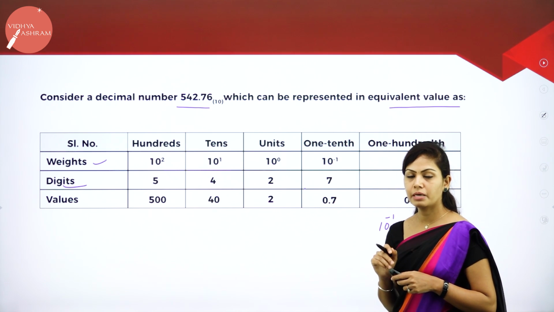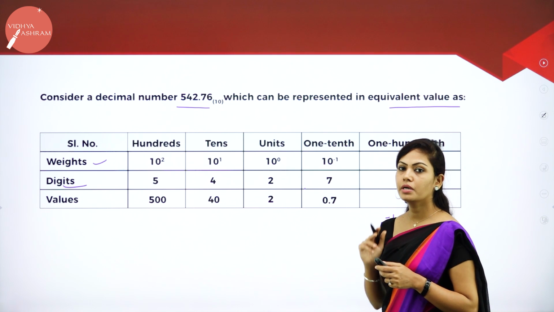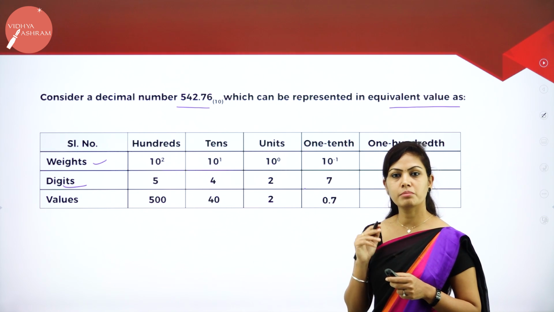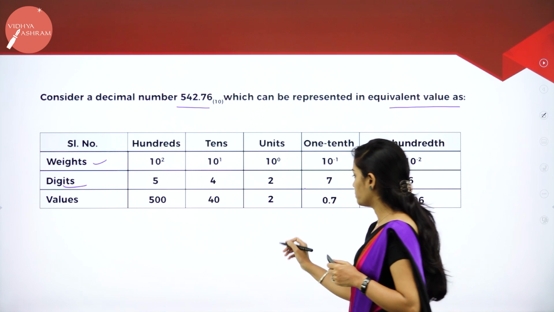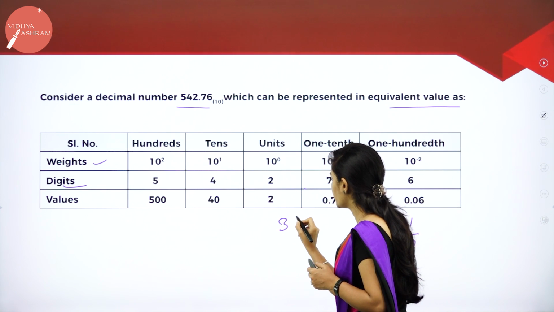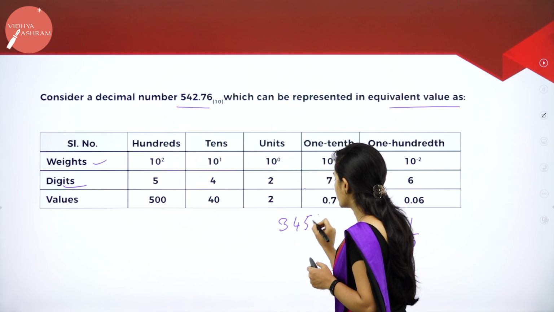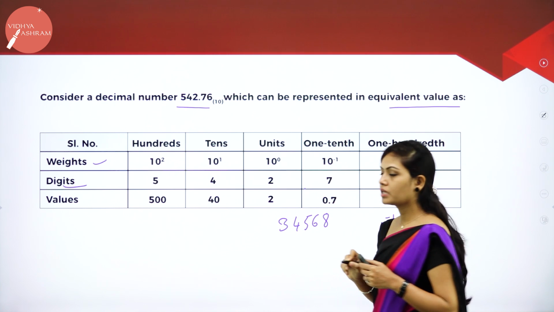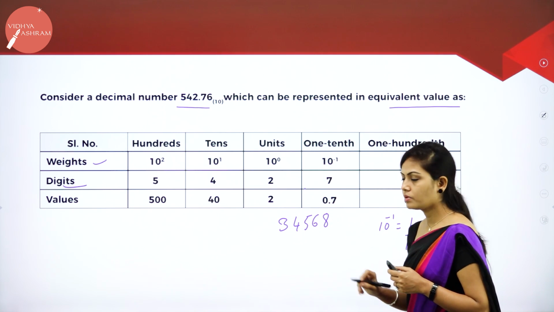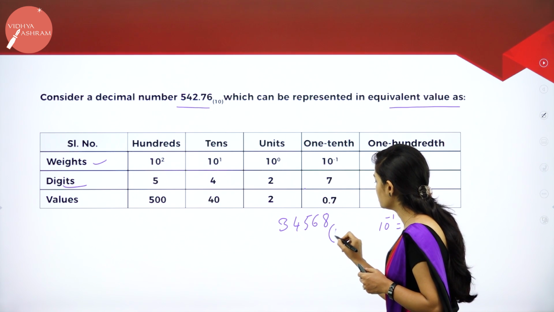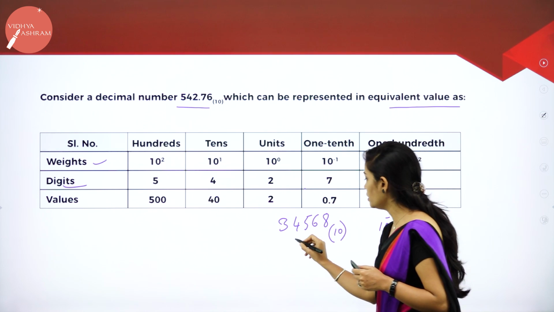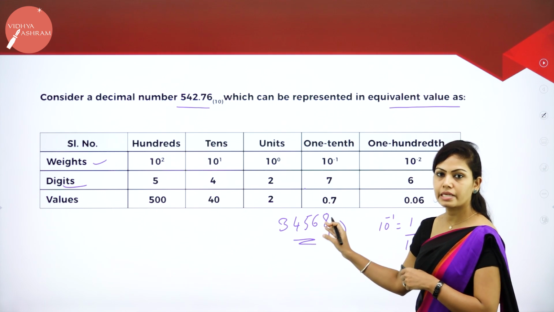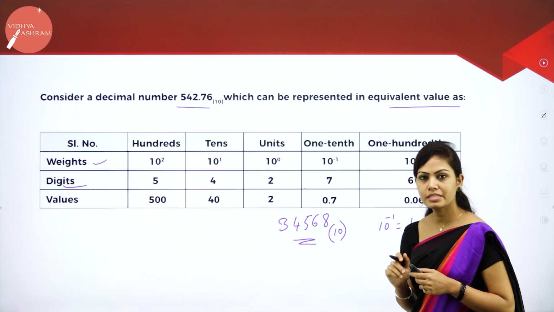So what is decimal number system? Decimal number system consists of 10 digits from 0 to 9 and the base value is 10. One more example I will show you: 3, 4, 5, 6 and 8. This is one decimal value. How to represent it in decimal number system? You need to write the base value 10. This is called decimal number system. Example for decimal number system.